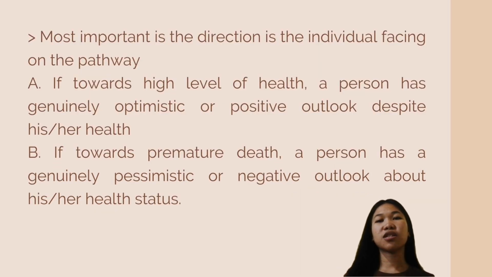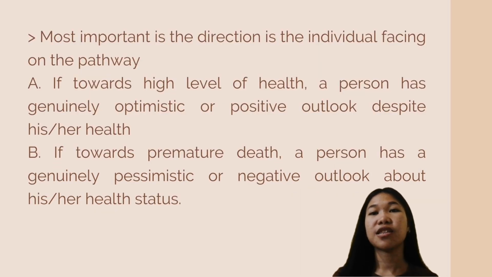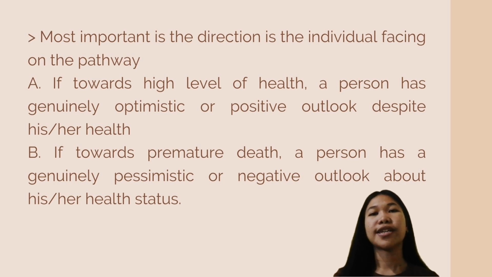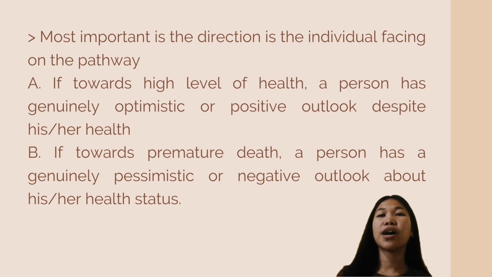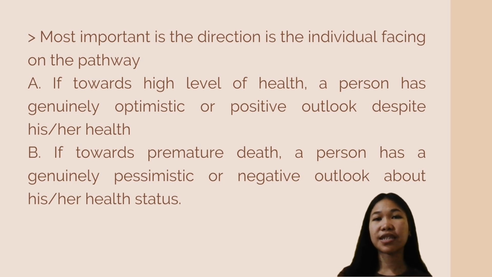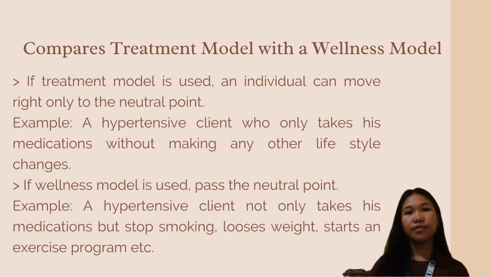So in the health illness continuum, the most important is the direction the individual is facing on the pathway. If towards high level of health, a person has a genuinely optimistic or positive outlook despite his or her health. If towards premature death, a person has a genuinely pessimistic or negative outlook about his or her health status.